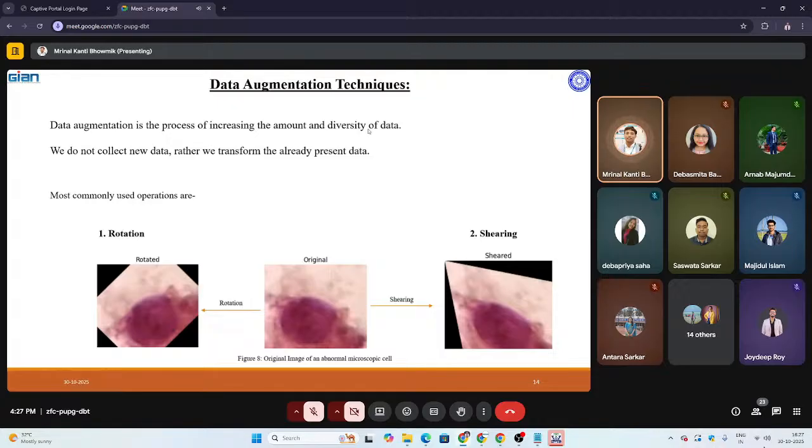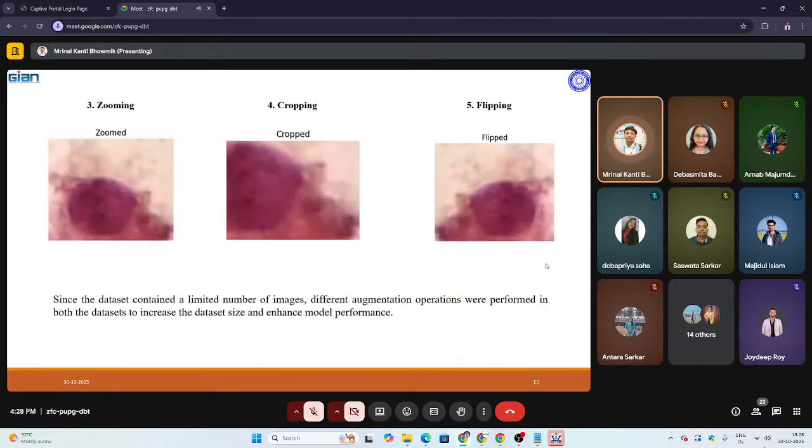Here in the AGMC2 dataset, we have a limited number of images. For abnormal microscopic cell images we have 50 images, and for normal we have 50 images. So it is not enough for the model to learn what actually the abnormal and normal cancerous cells are. So here we will be performing augmentation. What are the operations performed in augmentation? There is rotation. This is the original image of an abnormal microscopic cell, and if we perform rotation, it looks like this rotated image, and shearing looks like this sheared image, and there are zooming, cropping, and flipping.